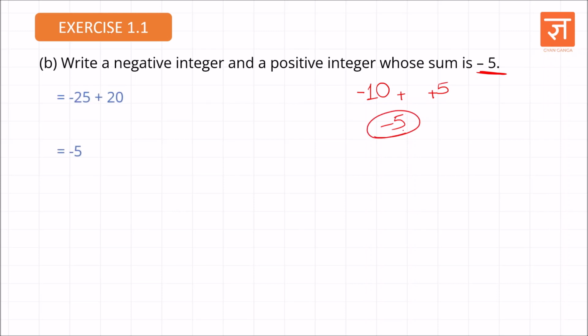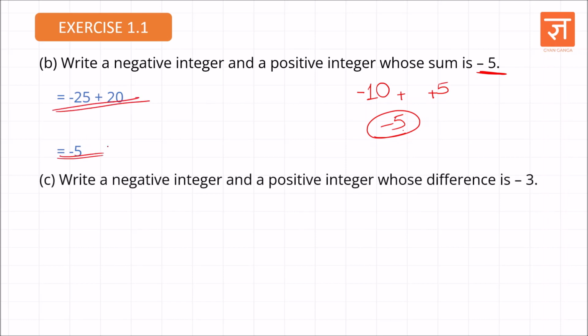Clear how it was done? Now write a negative integer and a positive integer whose difference is minus 3. Can you solve it now? Let us see. Is this your answer?